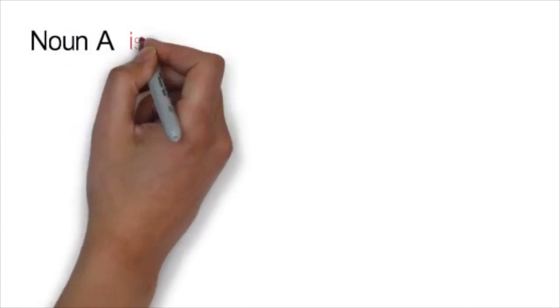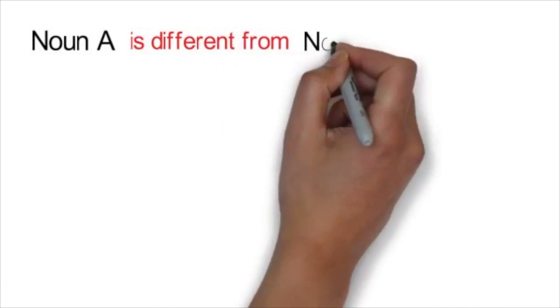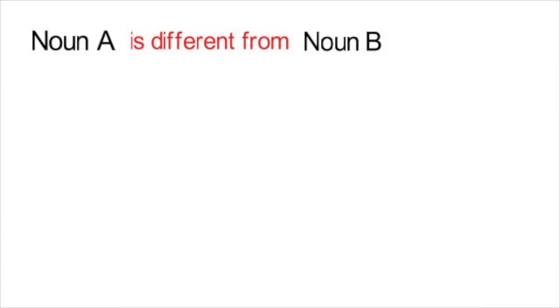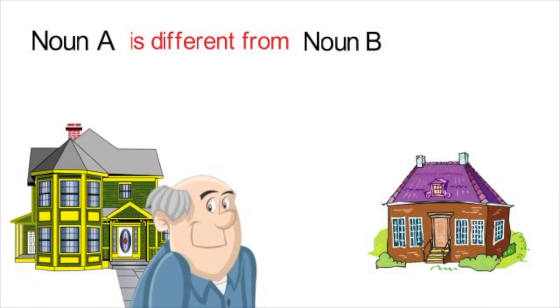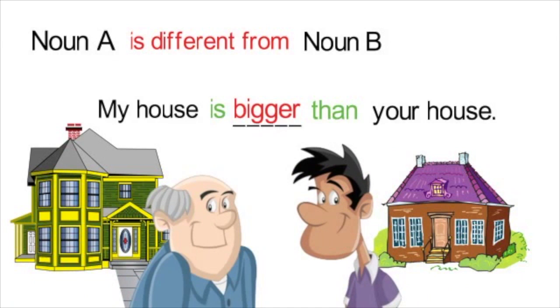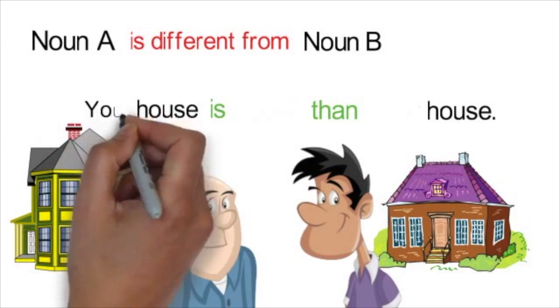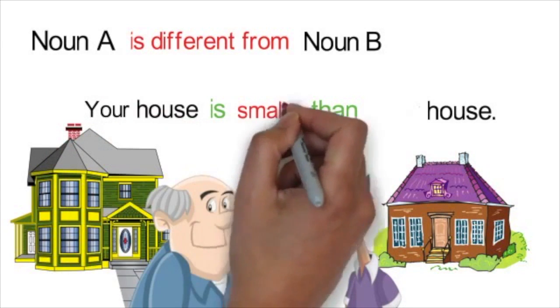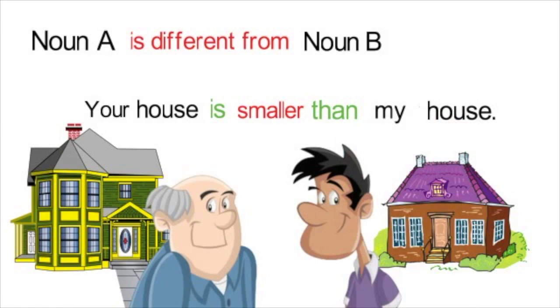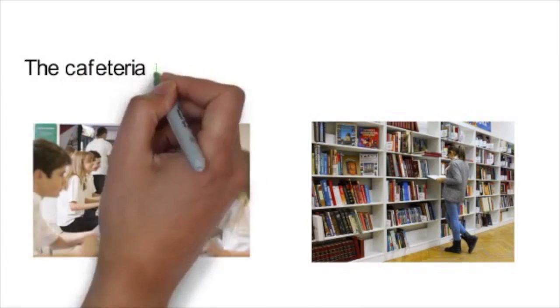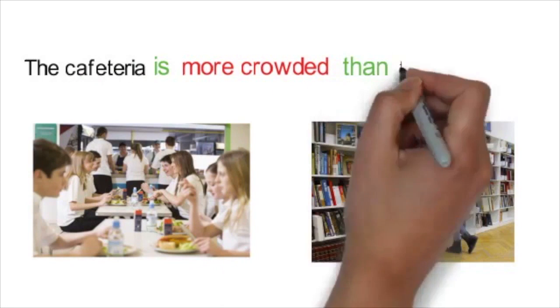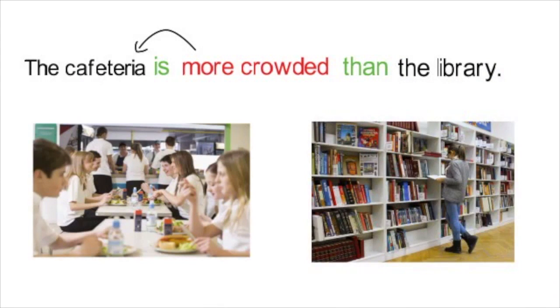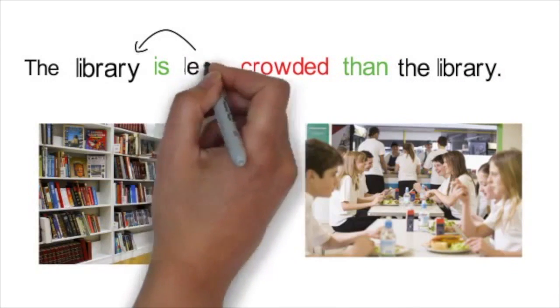Comparative adjectives show how two things are different. For example, my house is bigger than your house, or your house is smaller than my house. The cafeteria is more crowded than the library, or the library is less crowded than the cafeteria.